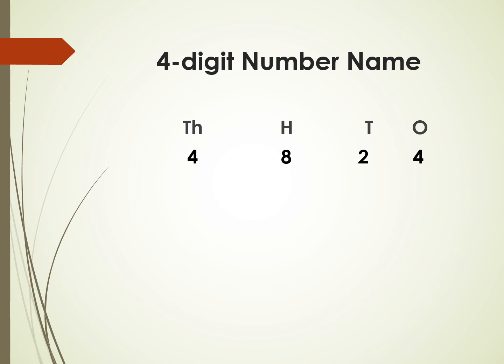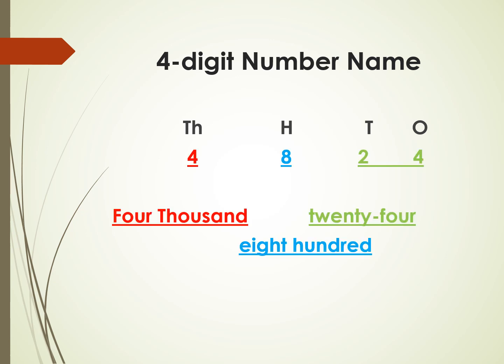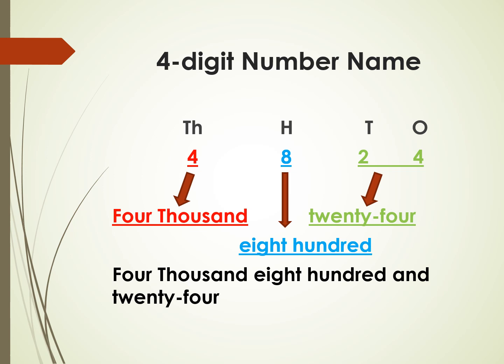Let's take an example. In this number, tens and ones will be named collectively, hundreds will be named separately, and thousand will also be named separately. And those names will be 4824.